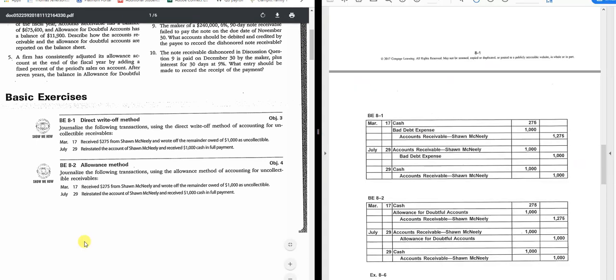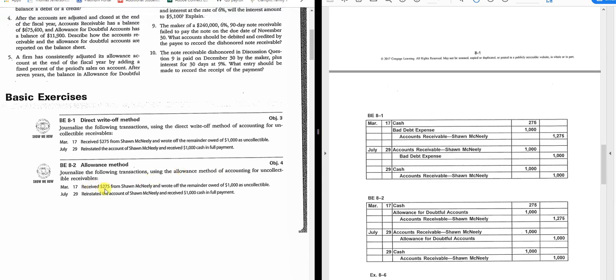Okay, pause. Okay, so journalize the following transaction using the allowance method. So I know it's the allowance method, so I know I'm going to have an allowance in most of my journal entries. So I received $275 from Sean McNeely and wrote off the remainder of the $1,000 as uncollectible. So notice on the direct write-off method, I debited bad debt expense and credited accounts receivable.